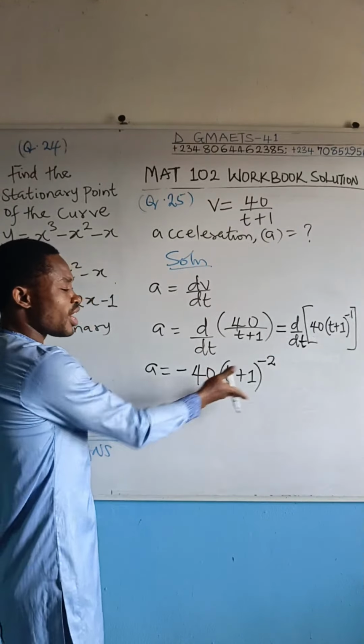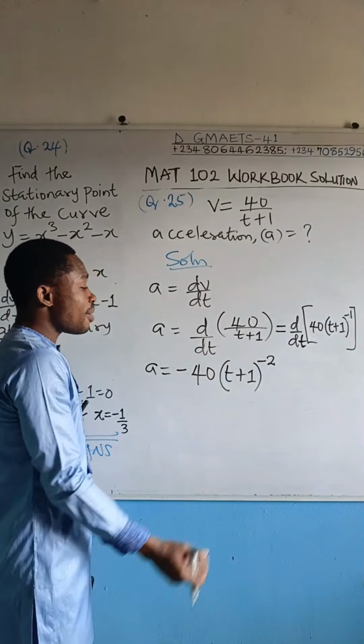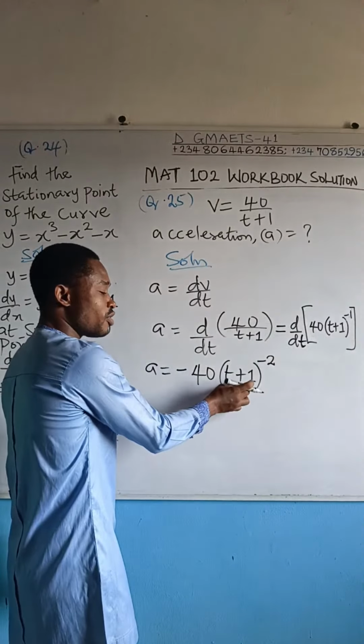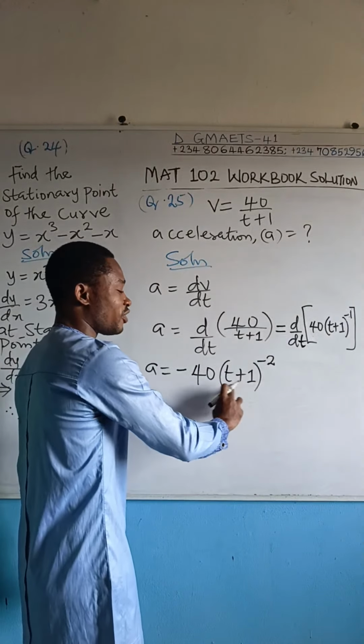So what I've done here, I've differentiated. I am meant to multiply this thing now, go to this minor function t plus 1 and differentiate t plus 1.